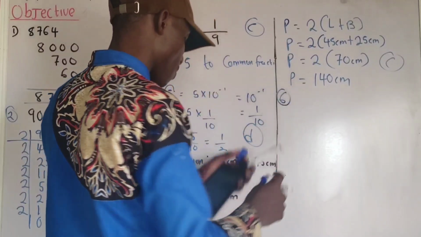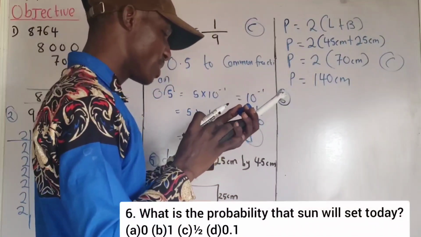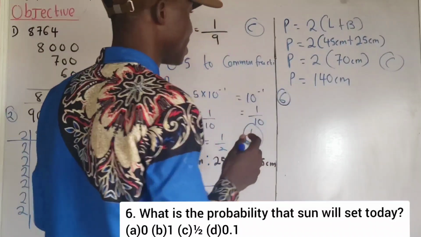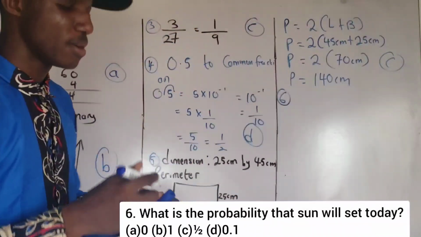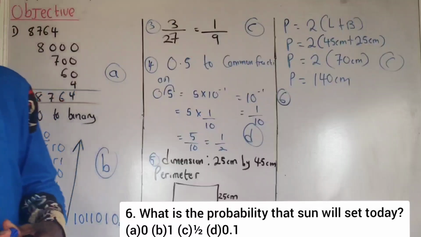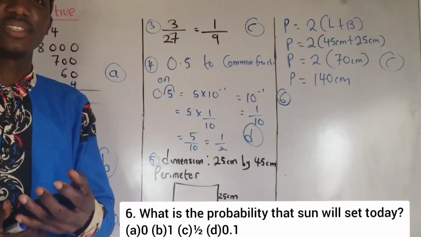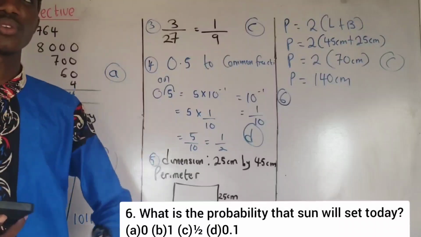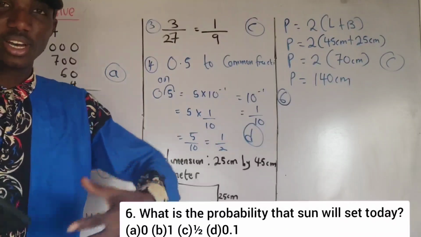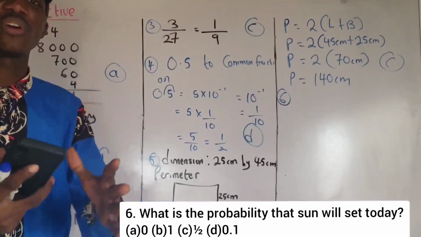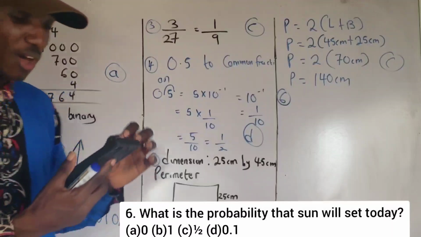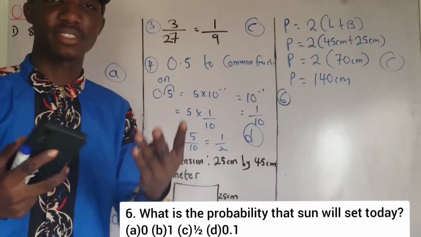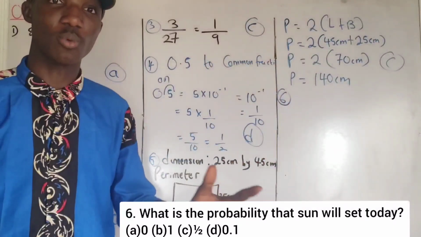Okay, now for question 6, what is the probability that the sun will set today? Now, the simple formula for probability is the desired outcome all over total numbers of occurrence. You understand? The desired outcome that you want all over total numbers of occurrence. Listen. Now, in this question, today the sun can set and not set. That is the total outcome. The total outcome is 2.